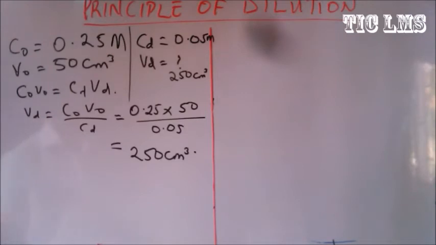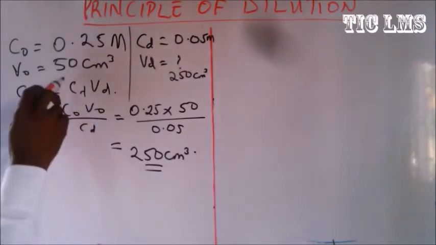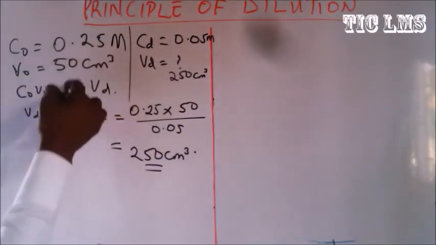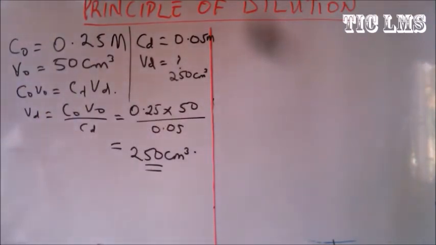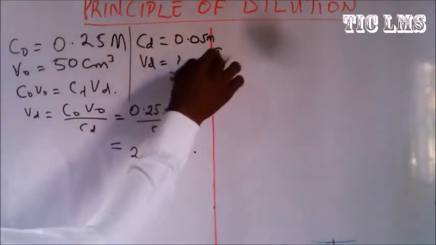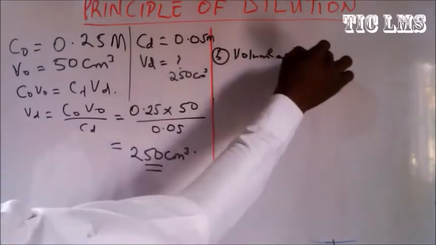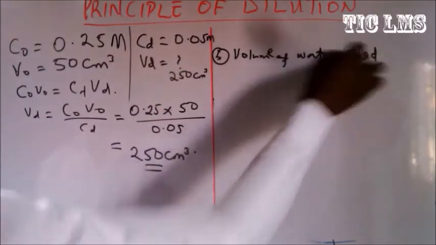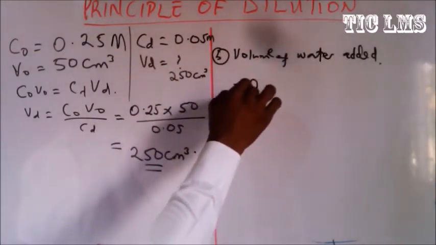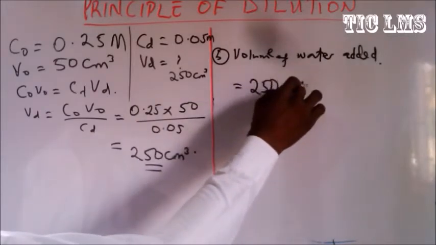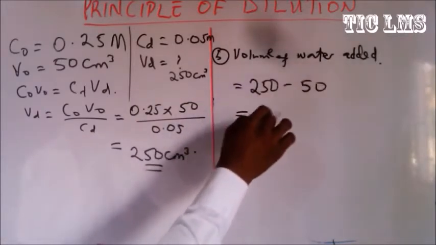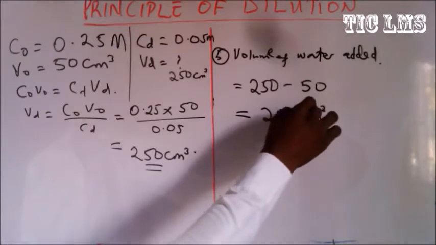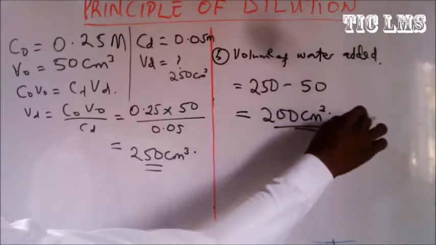So what we are saying now is that the volume of the new solution is 250 cm cubed. Now it was originally 50, then water was added to become 250. So the big part says, what is the volume of water that was added? So we'll say that the volume of water added will be the diluted volume minus the original volume, which gives 200 cm cubed of water.